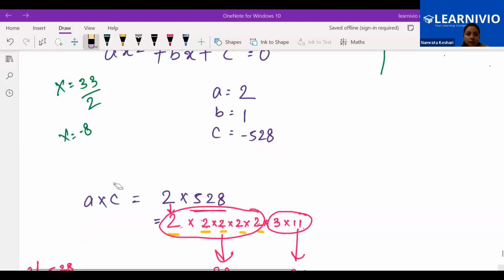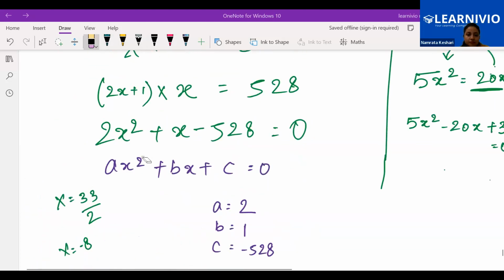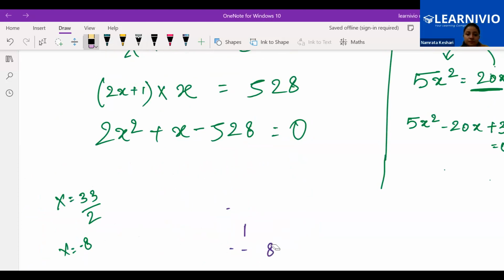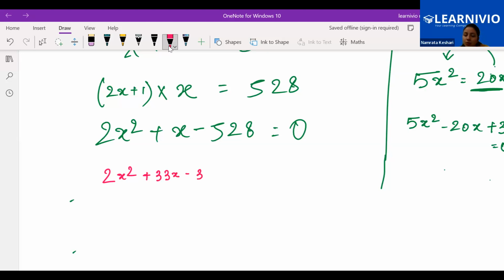Okay, so we got 33 and 32. Let's write it over here. 2x square. 33 and 32 we have got. So we write 33x minus 32x minus 528 equals 0, because we want plus x. So these two together generate plus x.